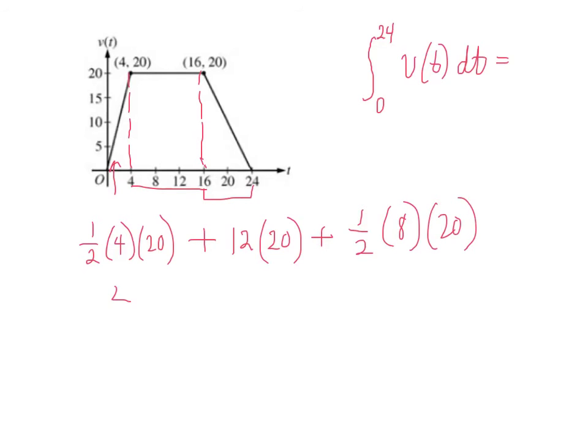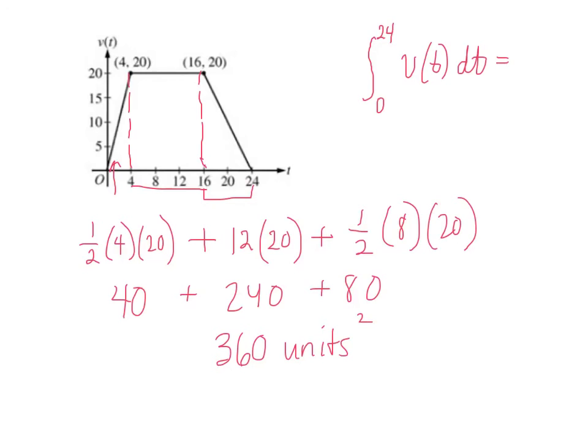So I have 40 plus 240 plus 80, so 120, 280, 360, I think that's right, yeah, 360 units squared. So if I go back up here, the integral from 0 to 24 of v of t dt is 360 units.